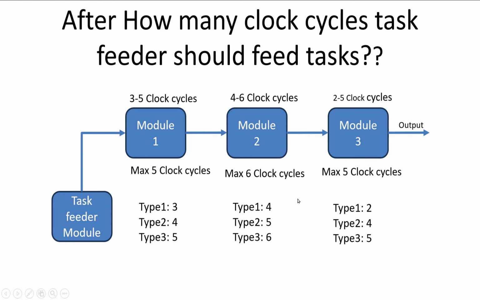Now friends, I want to make this pipeline more efficient. I want to reduce these clock cycles further. I want to complete more tasks in a lesser time. Then you have to tell me after how many clock cycles our task feeder can feed tasks to module 1.